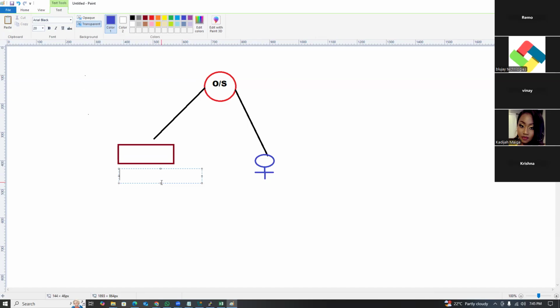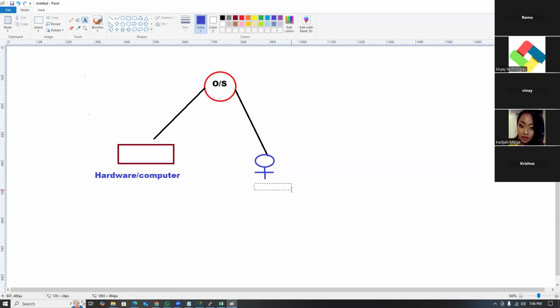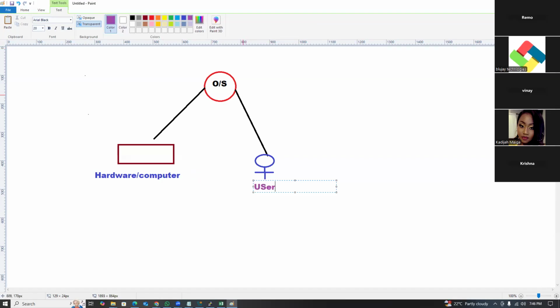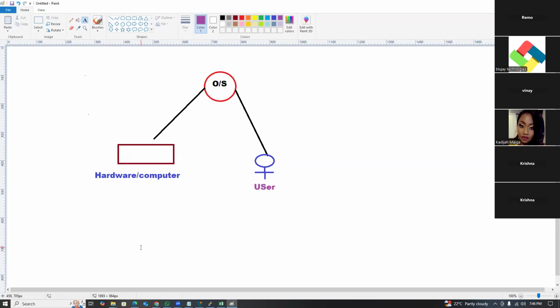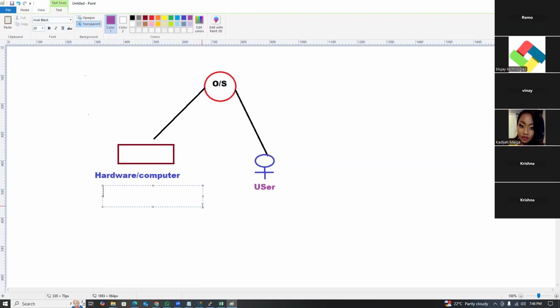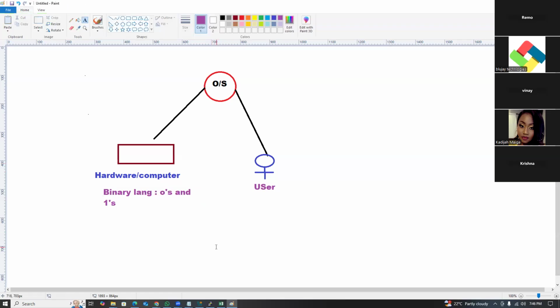Something like this, guys. This is the hardware or a computer, and this is the user. The computer knows which language? Machine level language, low level language, binary. Binary means zeros and ones.